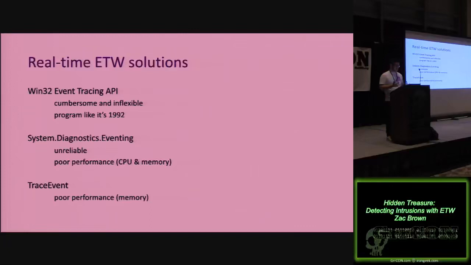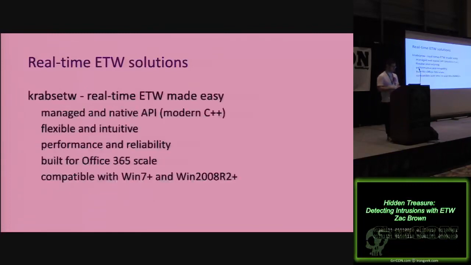Finally, there's trace event. This is not an exhaustive list, by the way. It's just a list that I know of. Trace event is also managed code. It's open source by Microsoft, but it has poor performance characteristics with memory, and I've heard from friends that it's not so great when you're talking about CPU either. So these are all problematic in one way or another. So that brings us to CRABS ETW.